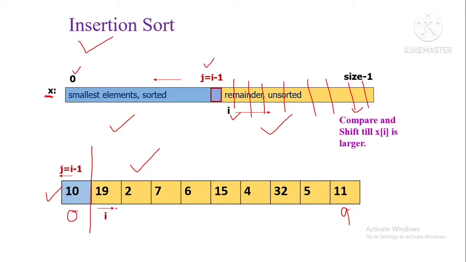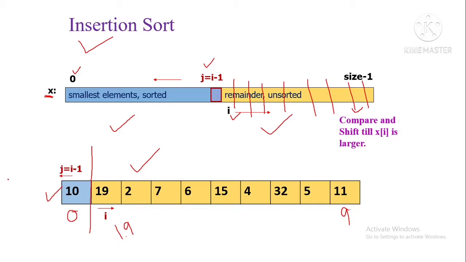So how is this insertion sort going to work? First I am going to take the element at the ith index, so 19 I am going to take. Now I have to find a position for this value 19. So it will be compared with the elements in the sorted array, and I will try to find a proper position and then insert this value.